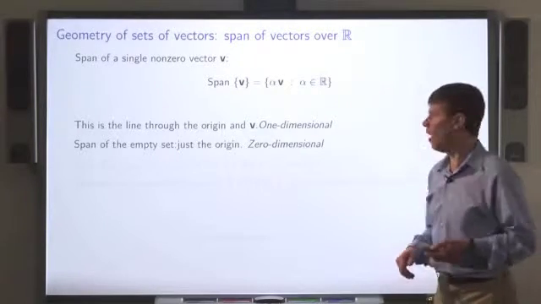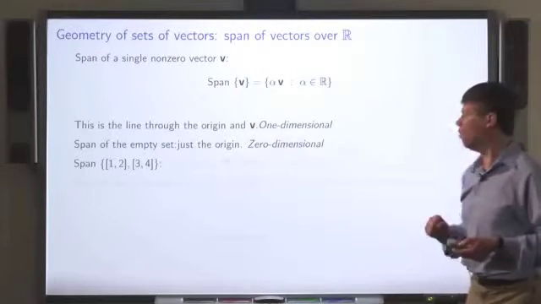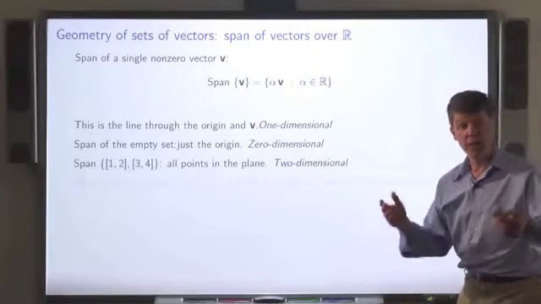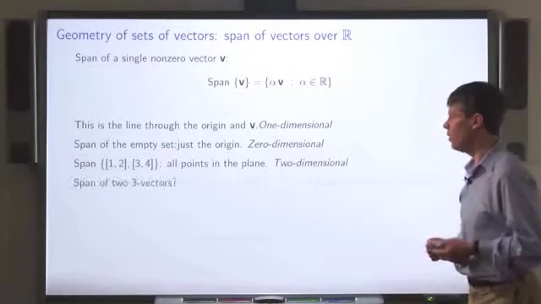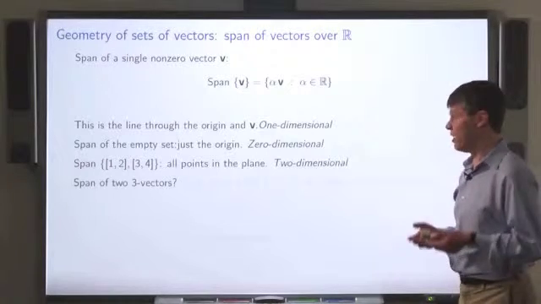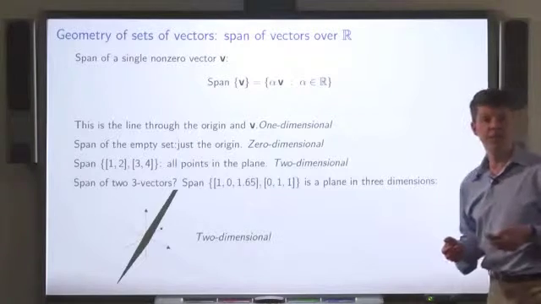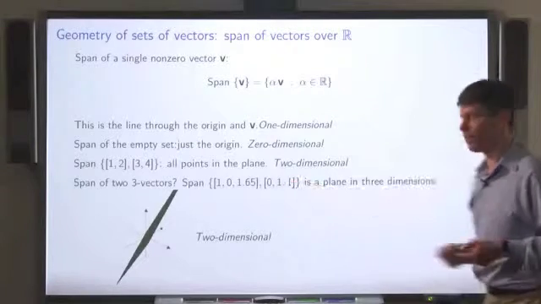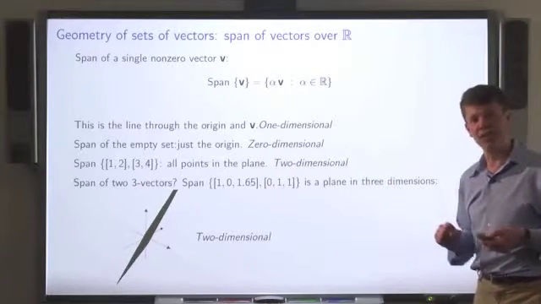What about the span of two vectors? In this case, that gets you all the points in the plane. So it's a two-dimensional object. What about the span of three vectors? Similarly, that's a plane in 3 dimensions. It looks like this. A plane is a two-dimensional object.